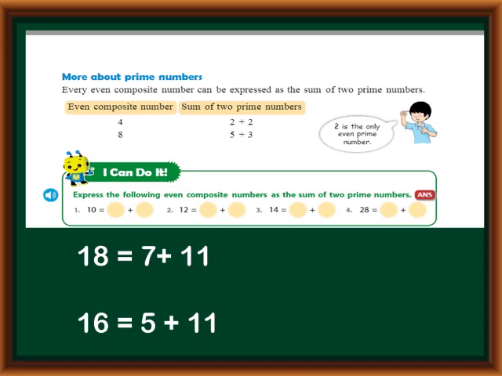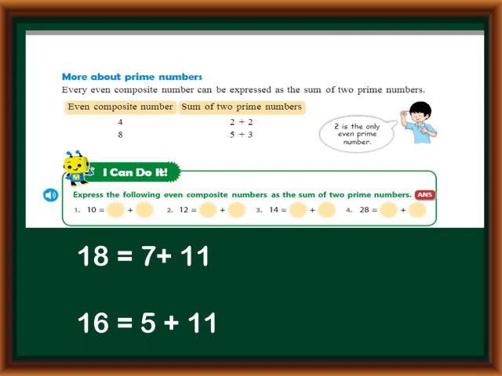Every even composite number can be expressed as the sum of 2 prime numbers. For example, if you take an even composite number to be 4, how can you express it as a sum of 2 prime numbers? It is 2 plus 2. Take another number, 8. The sum of 2 prime numbers should be an even composite number. So what two prime numbers when you add will give you 8? It is 5 plus 3 is equal to 8. And you also know 2 is the only even prime number.